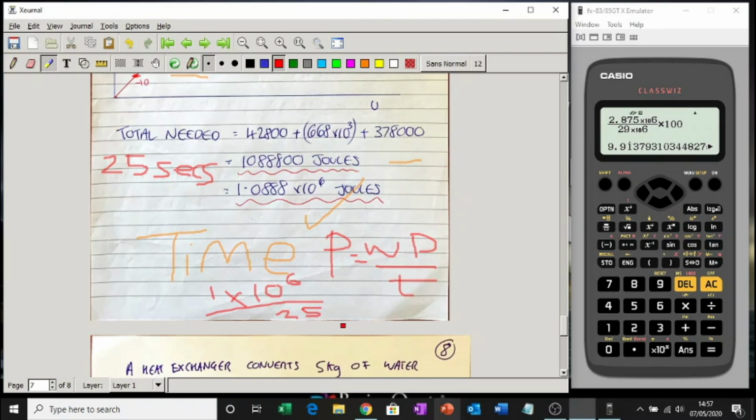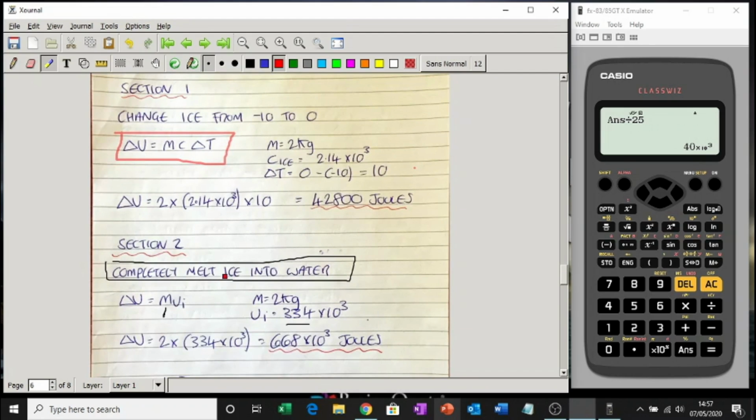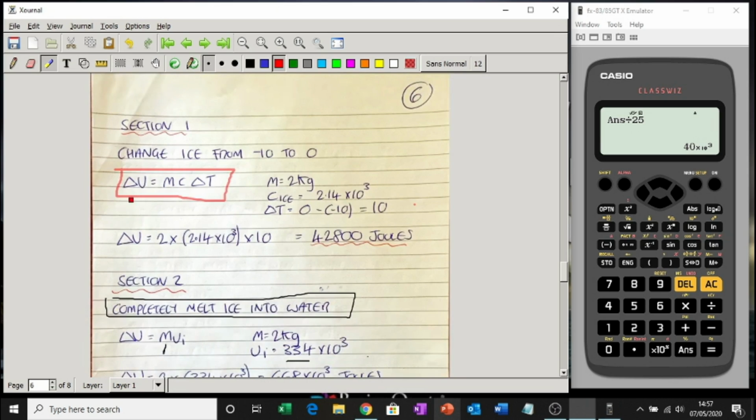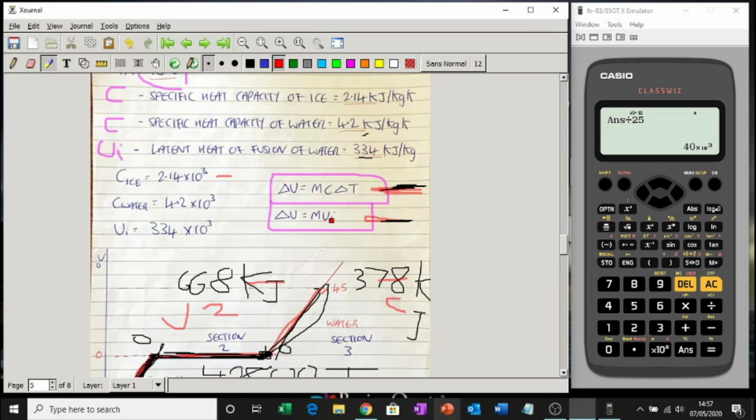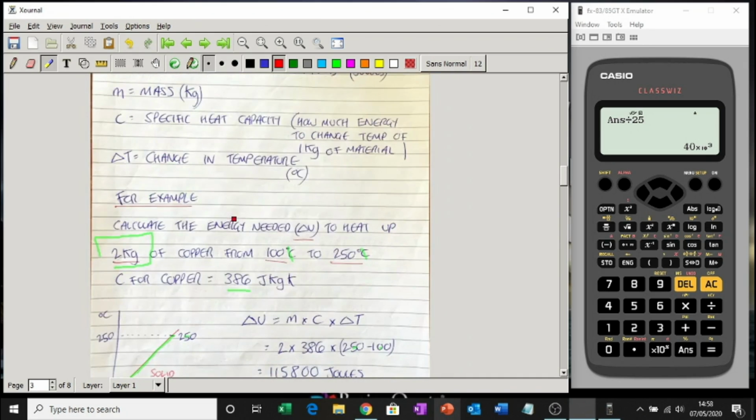So if you wanted to pick a motor or something, how much power do we need this thing to work at? We'll do 1 times 10 to the 6, that's the work done, divided by the time. So we're saying 25 seconds to convert that completely. So 40 kilowatts of power we need to put in. That's change of state. So it's changing it from a solid to a liquid to a gas. So we need two formulas. There's that formula there, look, and this formula here. It will be an assignment question.